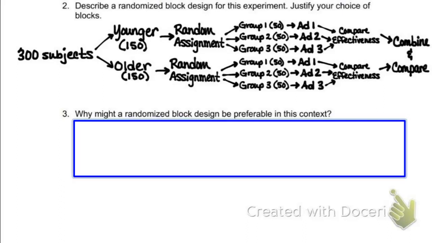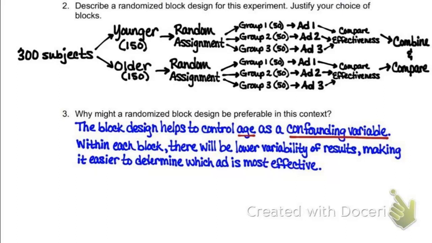Yes, and I would say it goes a little bit further. It allows us to control for possible confounding variables. So if you think age could potentially be a confounding variable, you would want to create your blocks based on age. If you think gender could potentially be a confounding variable, you would want to set up your blocks based on gender. It's one of the ways that we can lower the variability of results, making it easier to determine which ad is most effective. Remember, we always want low variability and low bias.